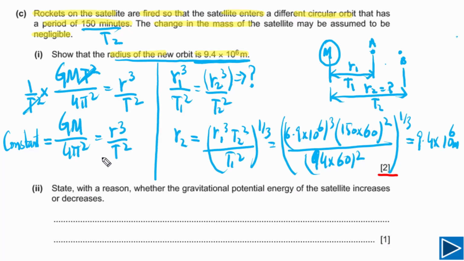The first mark is C mark. You will get first mark if you have written this expression. And the second mark is answer mark. You will get the second mark if you have got the right answer. Let's move on to part C2 now.